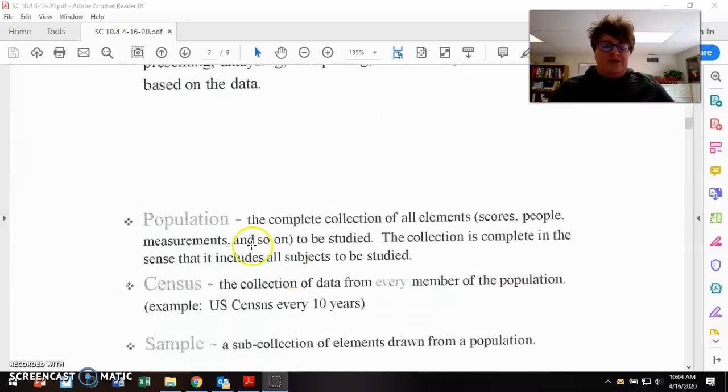So there's two different camps here. There's population, which is the complete collection of all elements. And the second is a sample, which is a sub-collection of elements. So you can't say that you polled the entire population of the world. You can only poll a sample of the world. So you can kind of think about that.